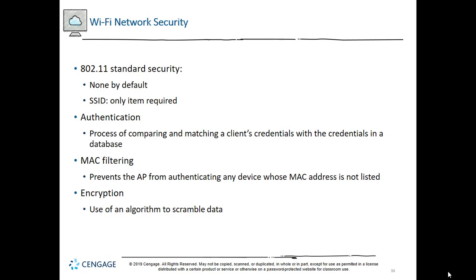A lot of people forget that piece. So if you say allow, that means that only devices that have the particular MAC addresses that you have stated are allowed to talk to the AP. If you chose deny, then those devices won't be allowed.